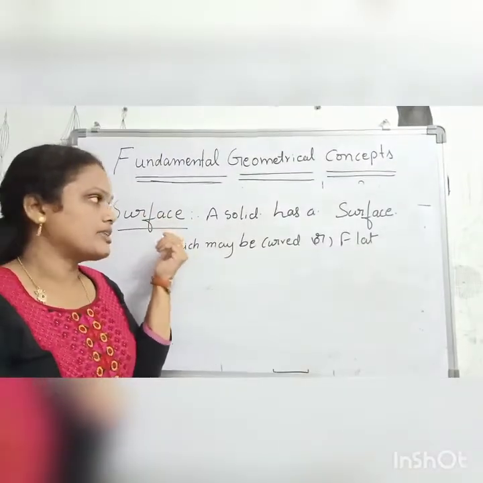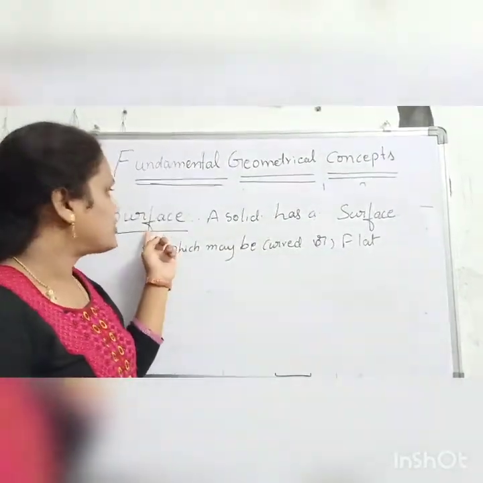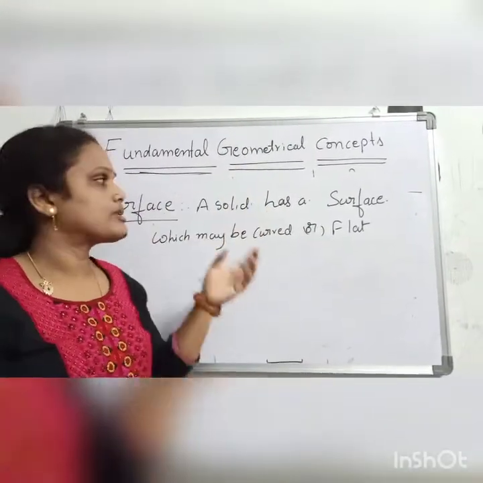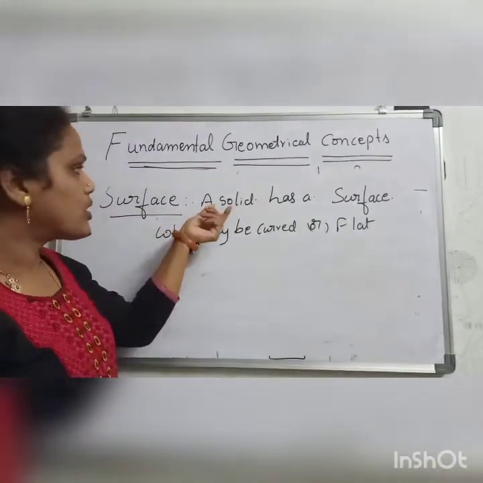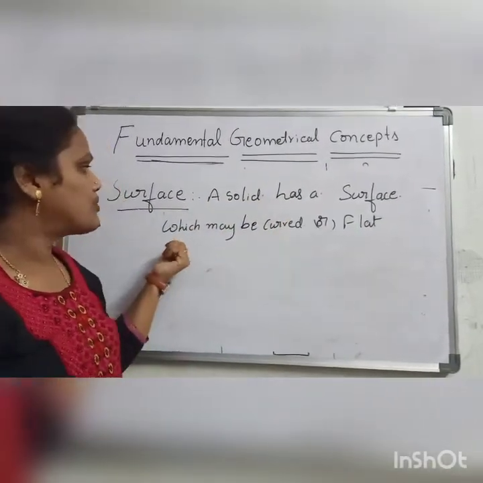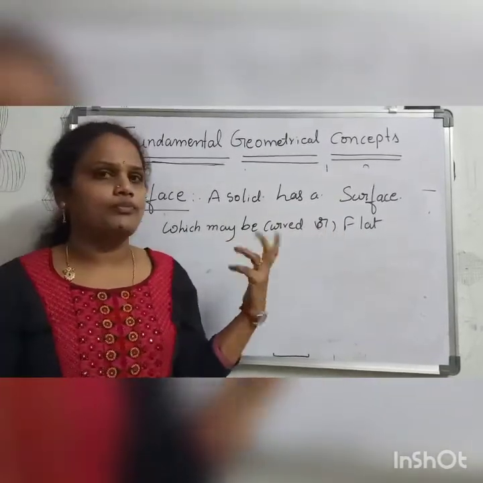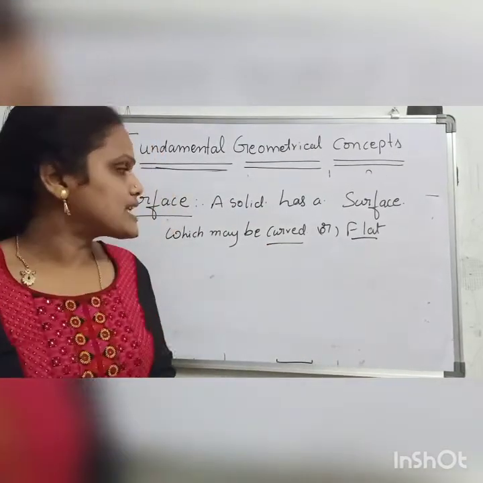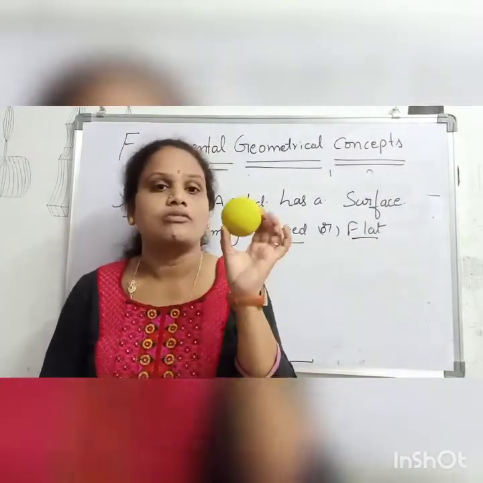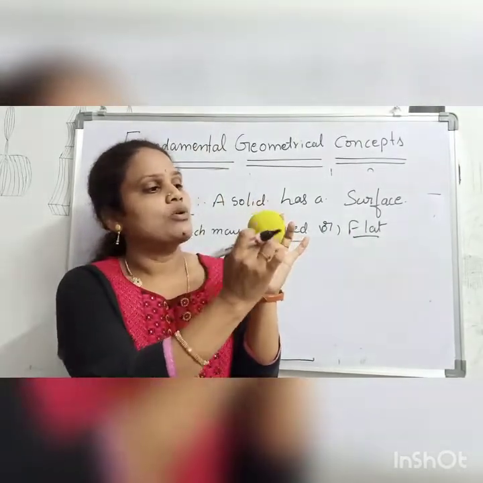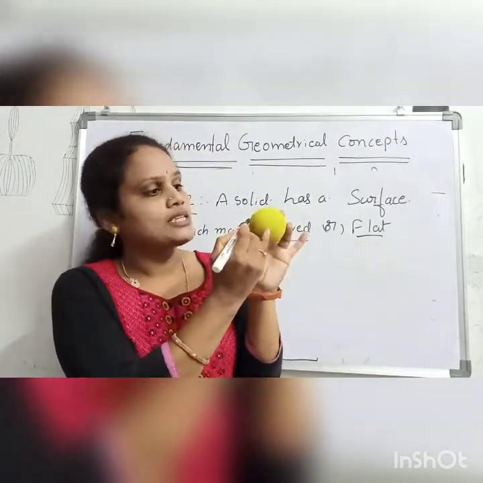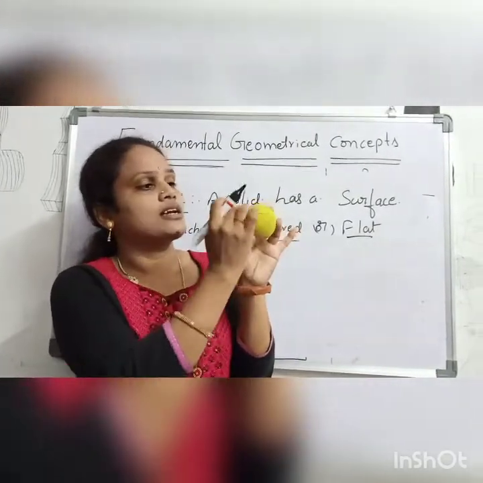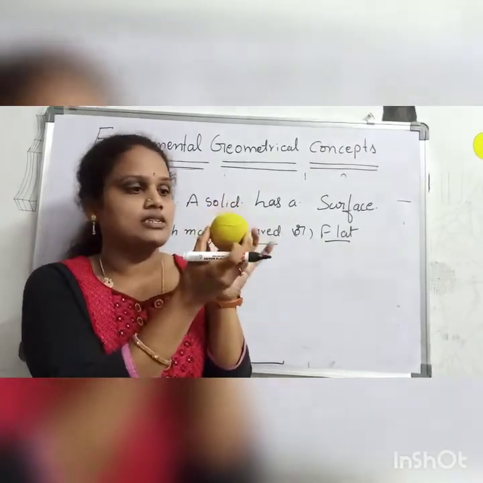Next is the surface. This word we use in the geometrical concept so many times. So what is a surface? A solid has a surface which may be curved or flat. For example, here I am taking one ball. This whole thing is called the surface. This surface is curved. It is not straight. That is why this ball has a curved surface.